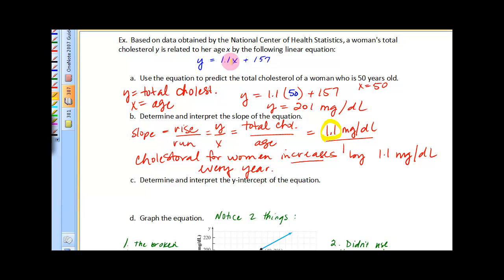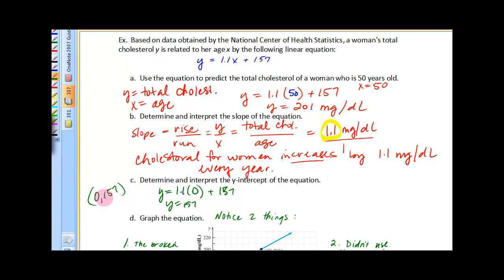So if x is 0, let me write this a little bit. If I know that 1.1 times 0 plus 157, because the intercept is actually occurring at 0, 157, right? Kind of going backwards here, but 0 stands for x, 157 stands for y. So that's how we get that the y-intercept is 157.